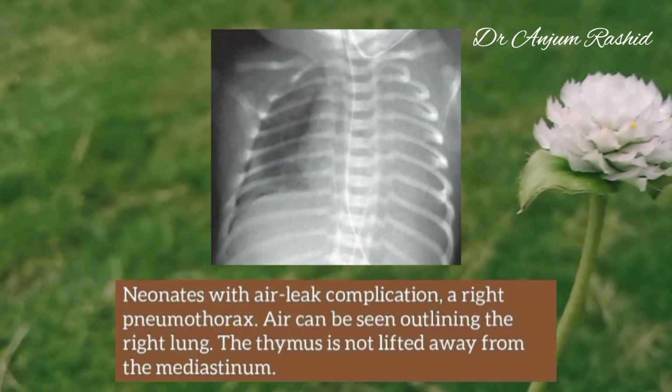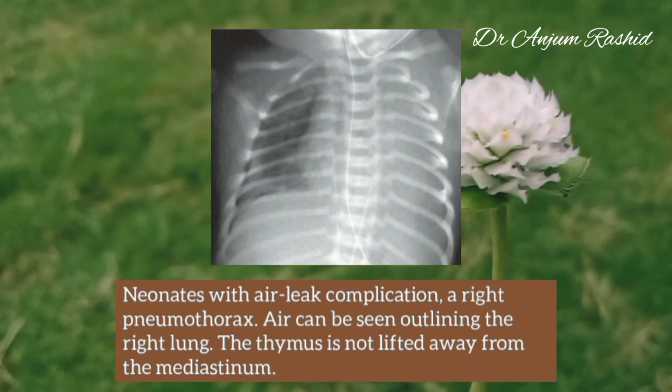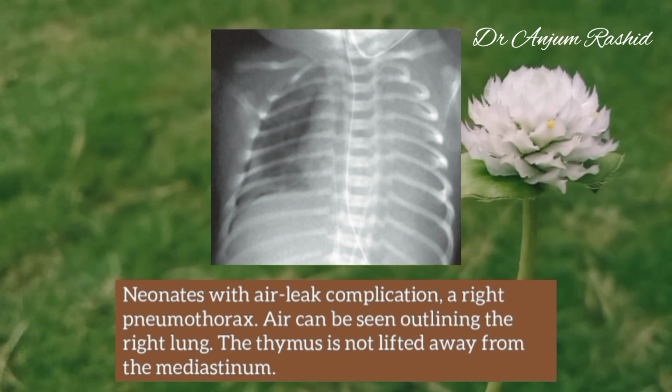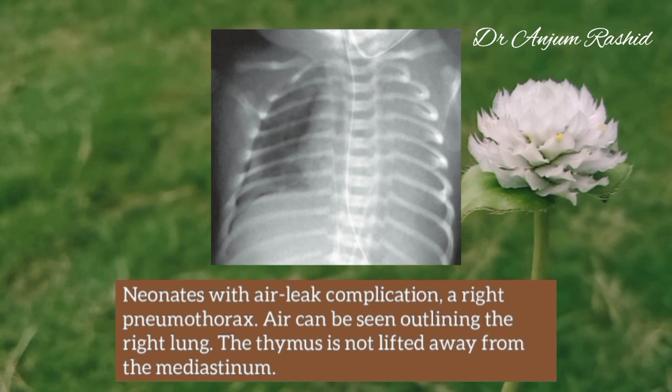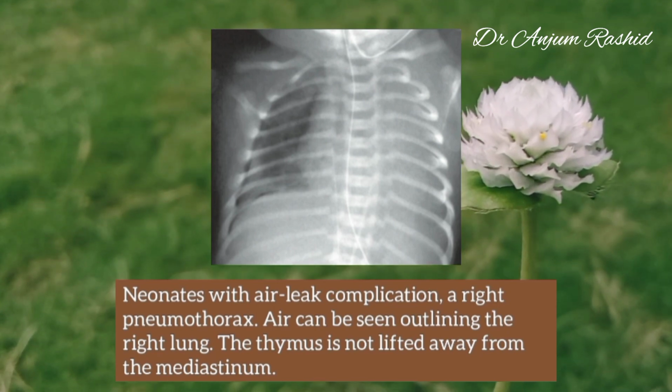Now, neonate with air leak complication, a right pneumothorax. Air can be seen outlining the right lung. The thymus is now lifted away from the mediastinum.